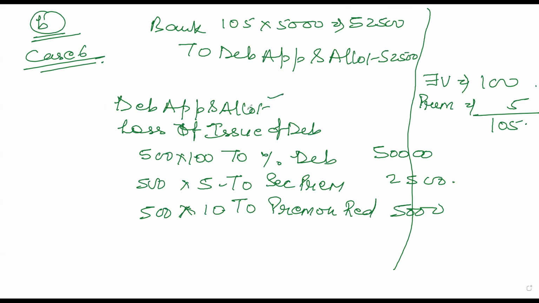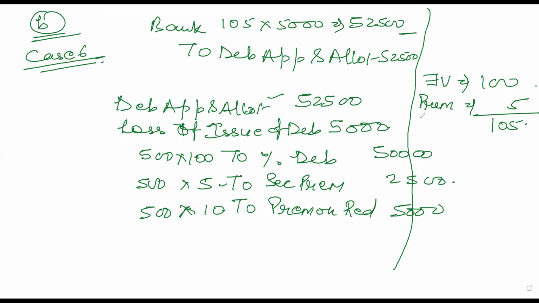For debentures application and allotment account, this is the amount you are going to write here: 52,500. And for loss on issue of debentures, you can use the balancing figure. Just add this part and whatever is the balance, you write. So basically the balance is 5,000. Write down 5,000. Okay, so this is your B part.